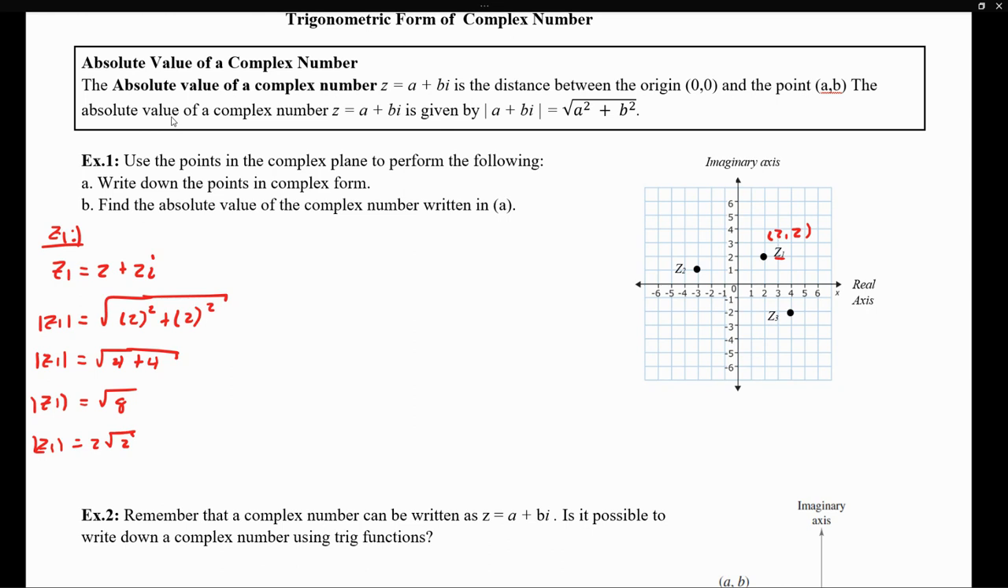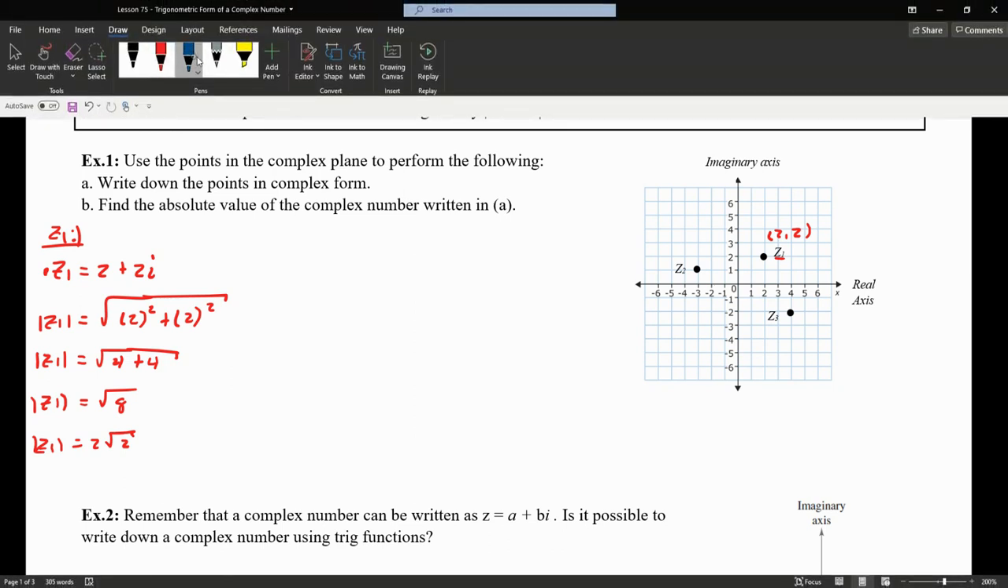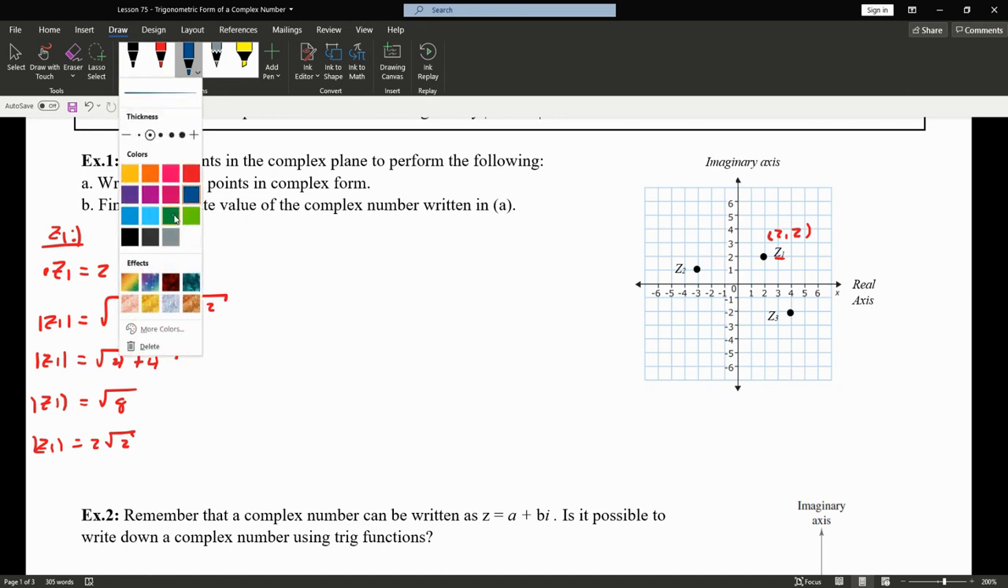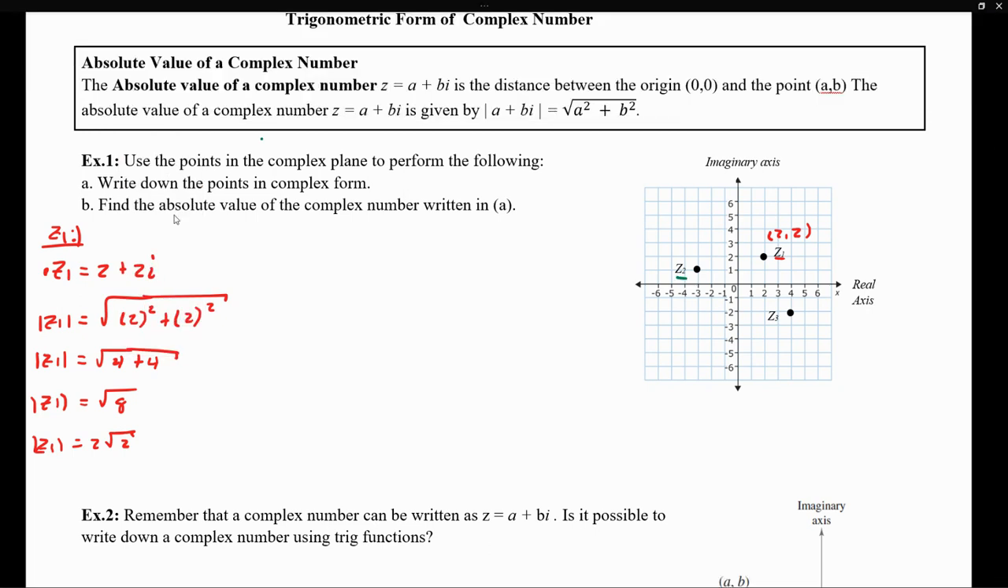So notice that this is a pretty good analysis of this coordinate point. We know its location, 2 in the real, 2 in the imaginary, and we know that the distance from this point to the origin is just 2 square roots of 2. So let's try one more point so you can get the hang of this. Let's take a look at z2.